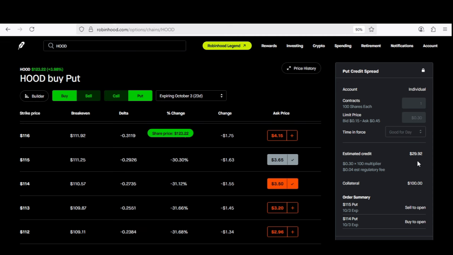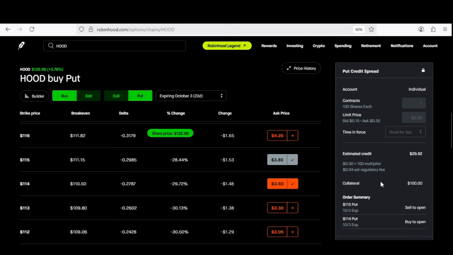That $30 is obviously going to be mine to keep, and it does not matter which way this trade goes, whether the trade goes against me or in my favor. This money right here is going to be mine to keep. Now, like I mentioned a few seconds ago, in order for you to do this option strategy, you will need to leave a collateral, and the collateral is going to be $100.